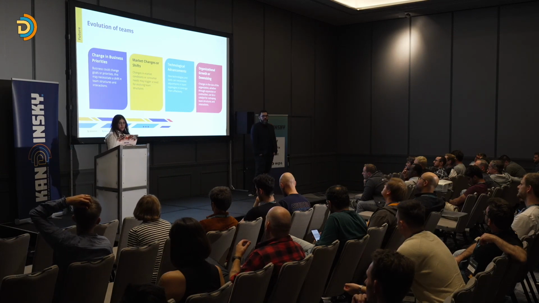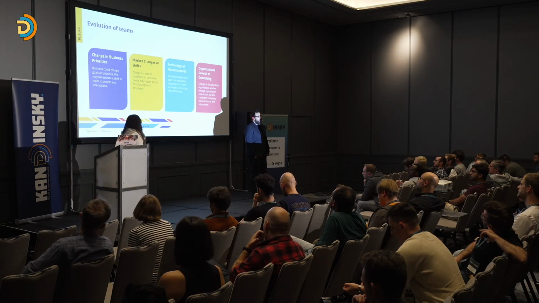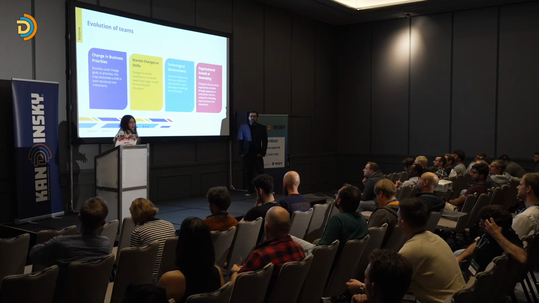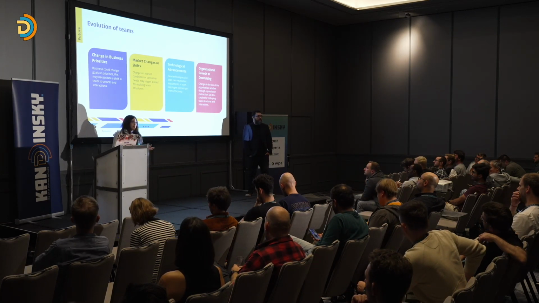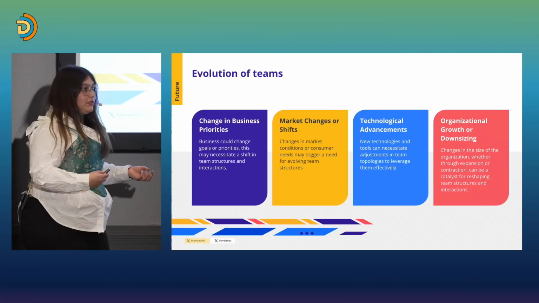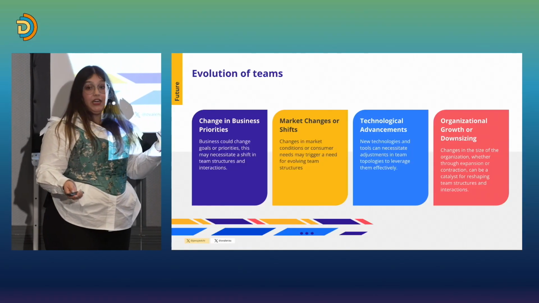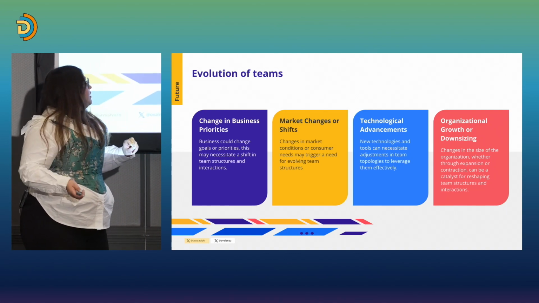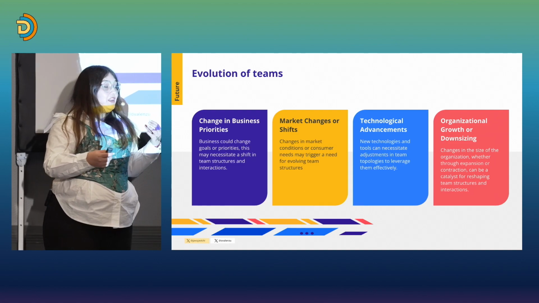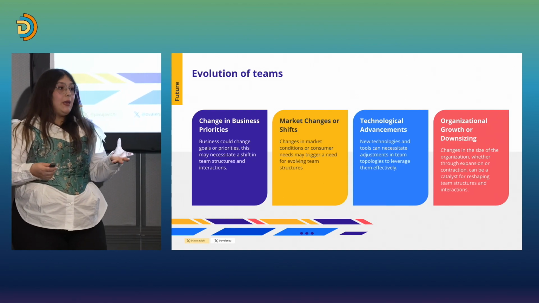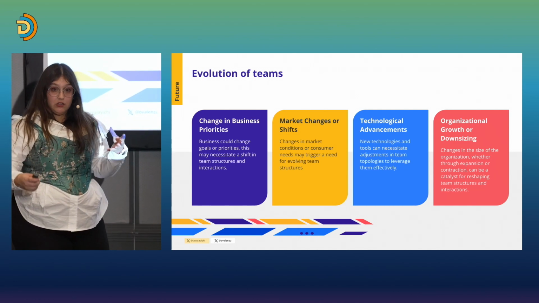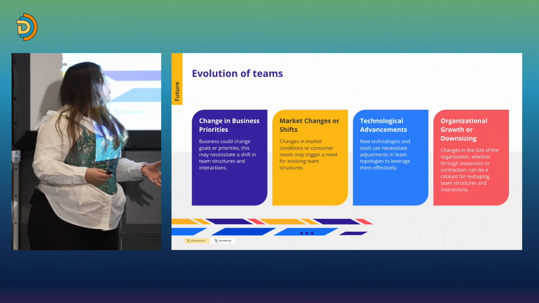So the evolution of the teams is very bound to the change in business priorities. What happened in the world? How is managing the economy? What is happening? What kind of business do I have? Do I have a retail? Do I have an airline? What is going on? The market change or shift, usually the consumer needs might trigger a different approach. They might now need to consume, for example, less meat because that's how the market is moving.